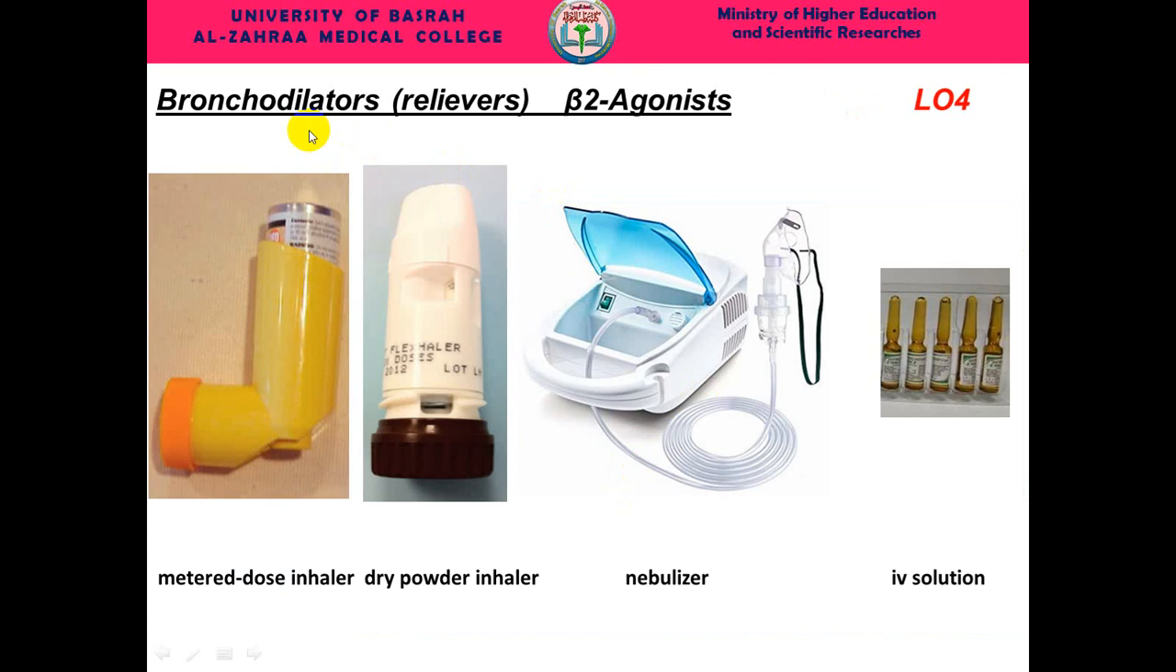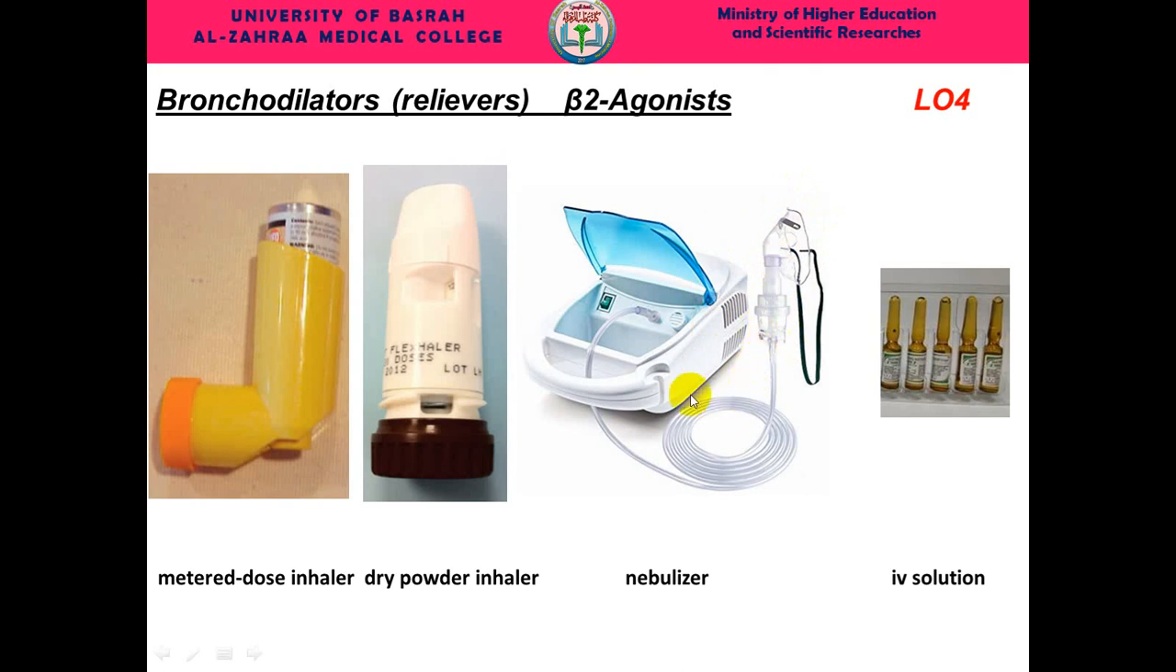We have many types of beta agonists. We have the metered-dose inhaler, and the name metered-dose inhaler is because it gives a specified dose with each puff. And we have the dry powder inhaler, and we have the nebulizer. We put the beta agonist in this chamber, which is connected to electricity, and the patient puts the face mask on and inhales the nebulized material.